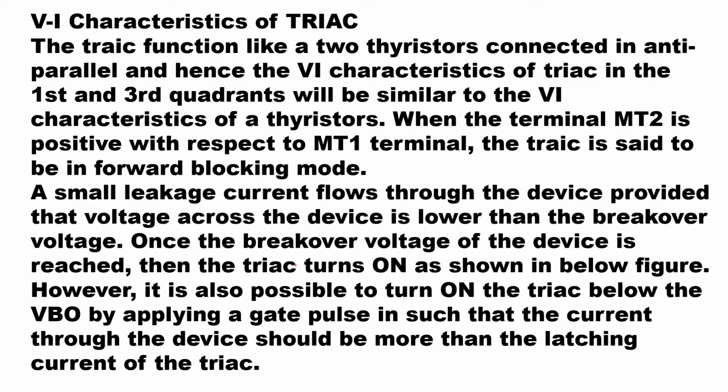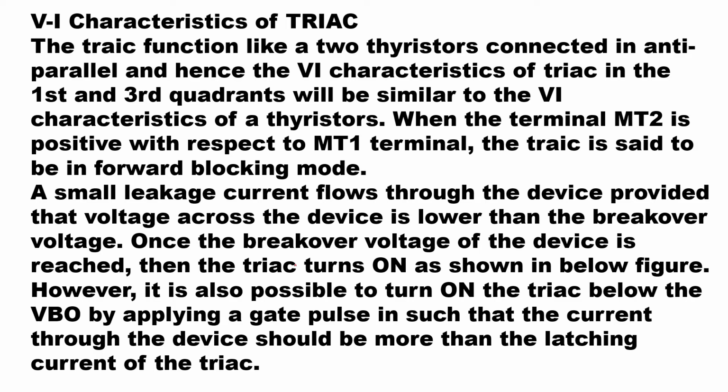So if you explain the VI characteristics, you can say that the triac functions like two thyristors connected in antiparallel, and hence the VI characteristics of the triac in the first and third quadrants will be similar to the VI characteristics of the thyristor. When the terminal MT2 is positive with respect to MT1, the triac is said to be in forward blocking mode. A small leakage current flows through the device provided that the voltage across the device is lower than the breakover voltage. Once the breakover voltage of the device is reached, then the triac turns on as shown in the figure.